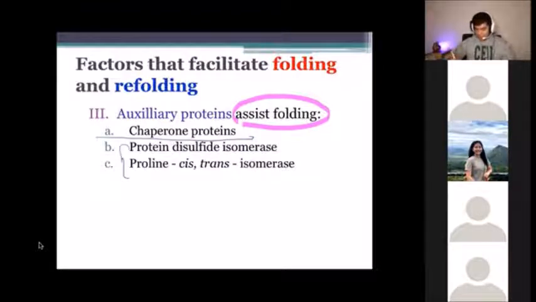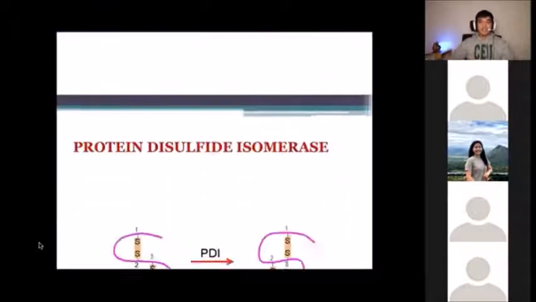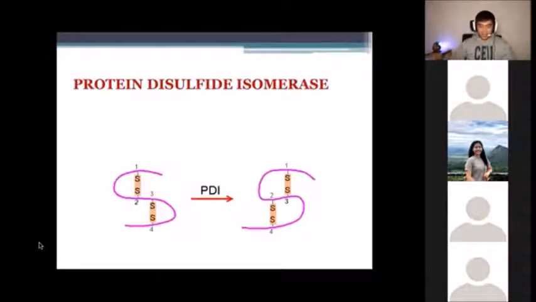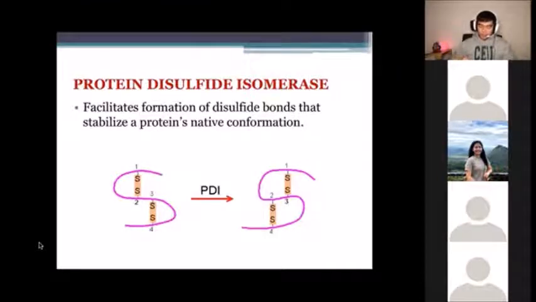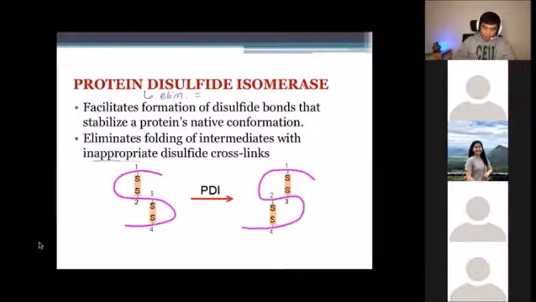Okay. So, punta na tayo sa miscellaneous. Second, we have protein disulfide isomerases. So protein disulfide isomerases stabilizes the tertiary and quaternary structures, and usually it eliminates folding of intermediates with inappropriate disulfide crosslinks.